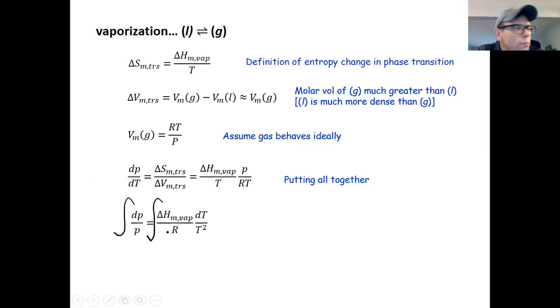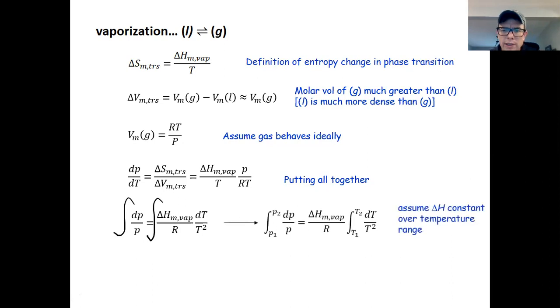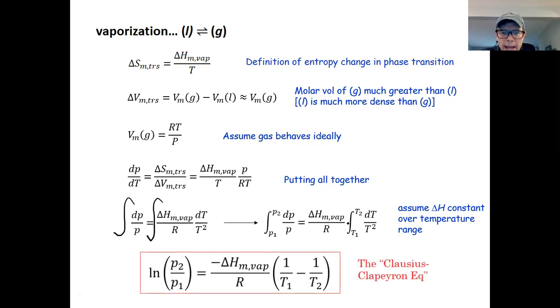I'm going to make one more assumption, which is going to make my life easy, which is basically that delta H vap, the enthalpy of vaporization, is constant. R is a constant, it's the ideal gas constant. But if I assume that this is constant, I can pull it out front of the integral. I throw some limits on it, P1 to P2 and T1 to T2. And I end up with this important equation.